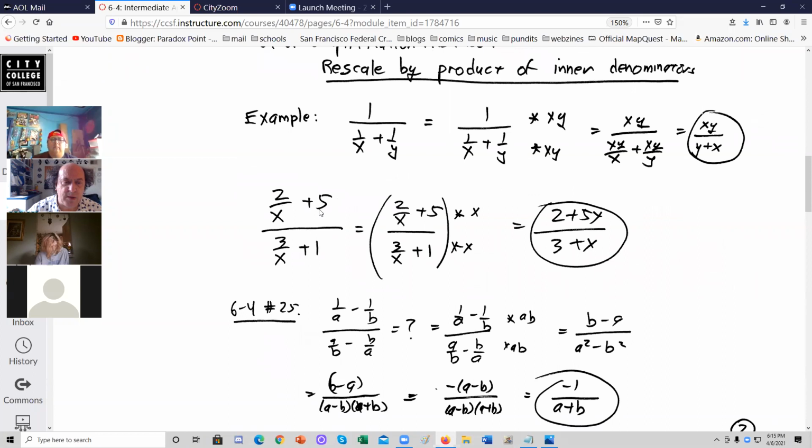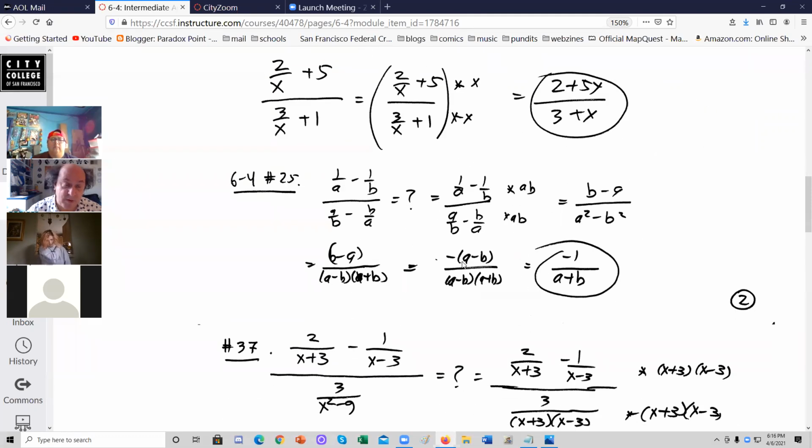Or 2 over x plus 5 divided by 3 over x plus 1. Here the inner denominators are all x's, so we'll just rescale by x over x. So 2 over x plus 5 times x, all over 3 over x plus 1 times x. 2 over x plus 5 times x gives you 2 plus 5x. 3 over x plus 1 times x gives you 3 plus x. So 2 plus 5x divided by 3 plus x.